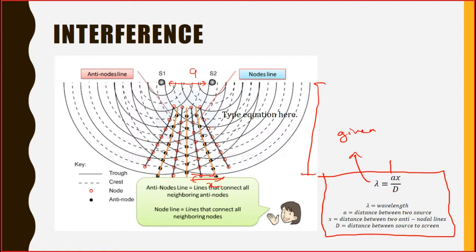For this case, most of the time it's going to ask you one of the following: what is the distance between the two sources given the rest of the variables, or what is the distance from the source to the screen based on the other given variables. So you might want to check this equation and check for any other sample questions.